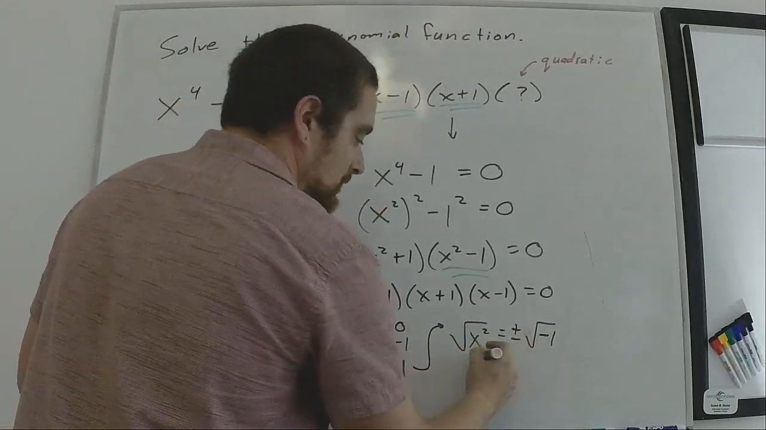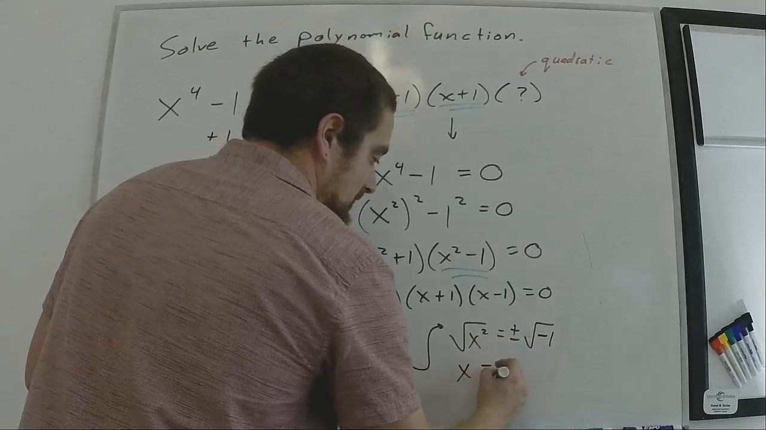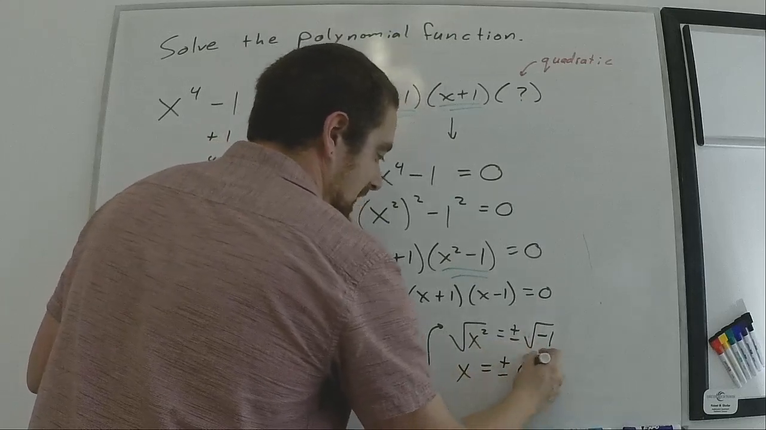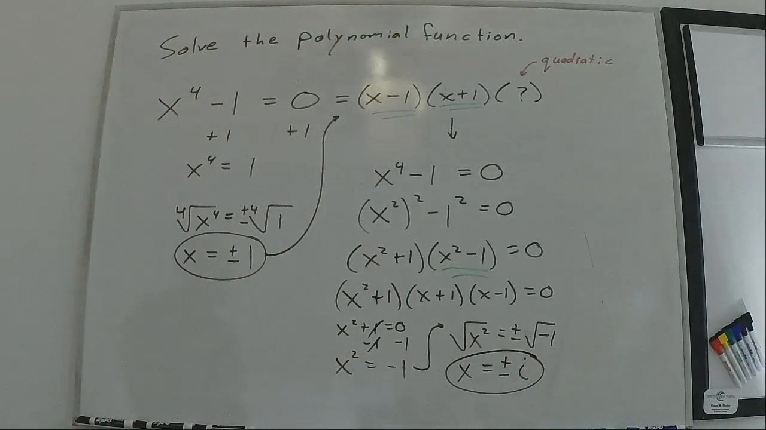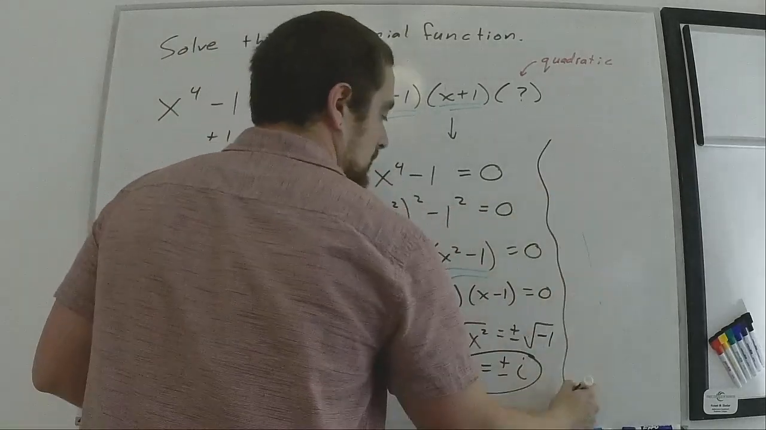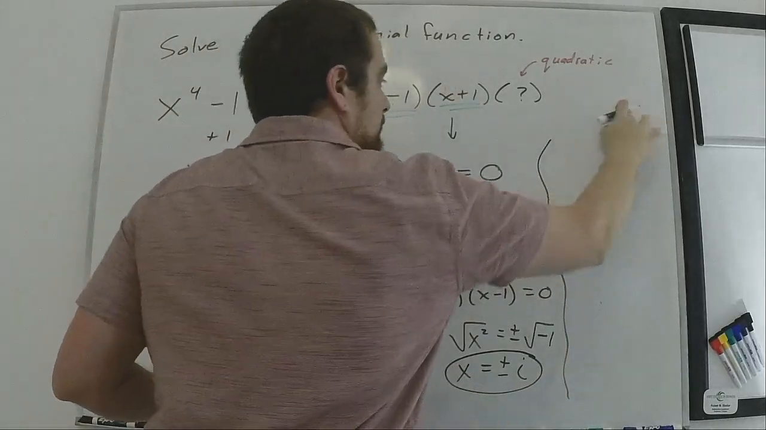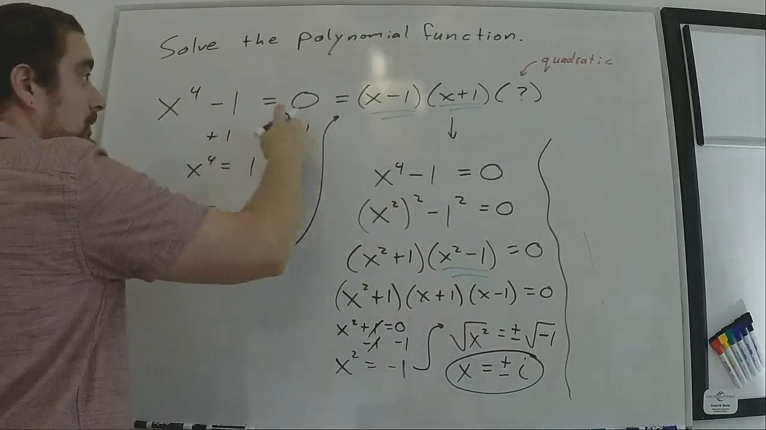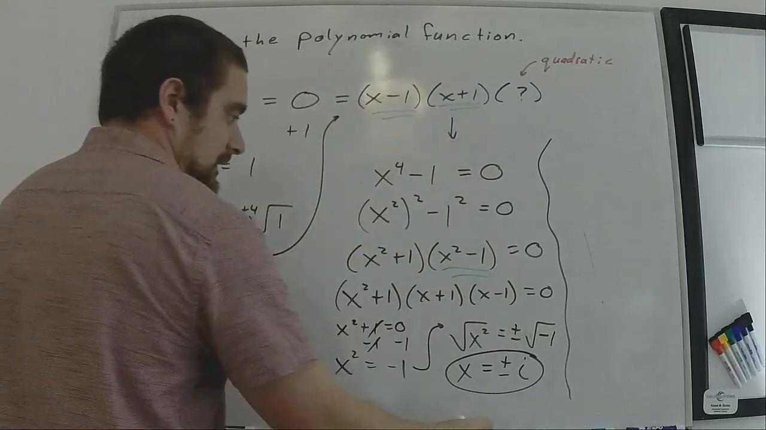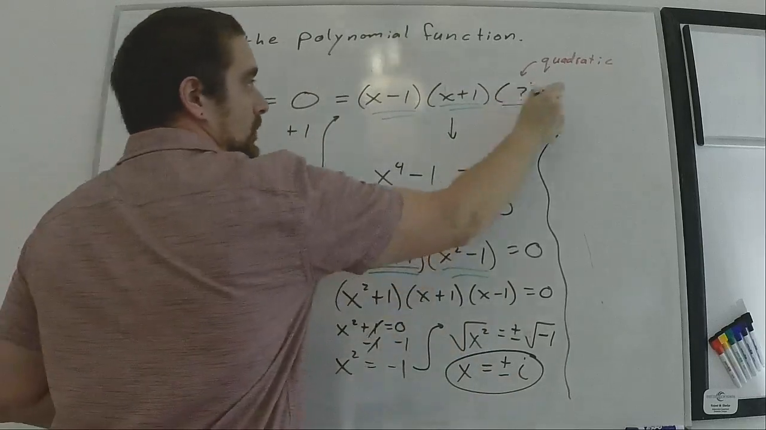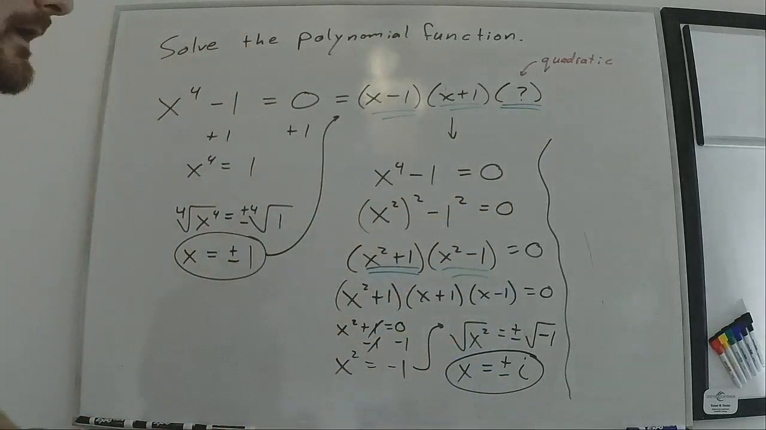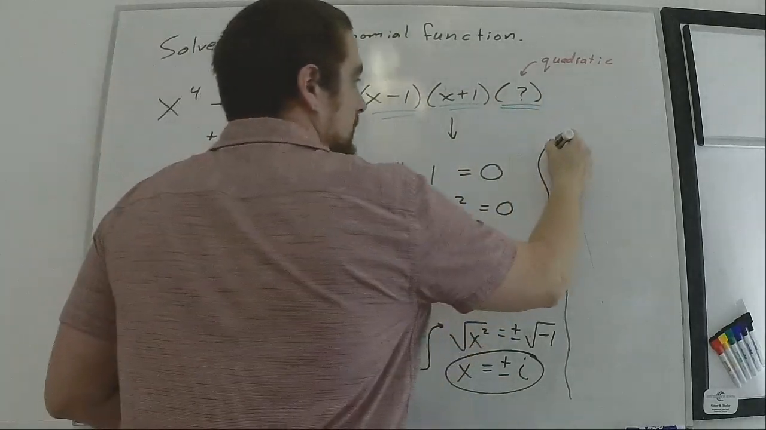Plus or minus the square root of negative 1. That means x is equal to plus or minus i. Aha, there's the other 2 zeros that we have. So now we know that our polynomial has roots, aka zeros. When I look at all these factors, I can find out that the remaining factor was an irreducible quadratic. That's the one that was spitting out a pair of complex zeros.